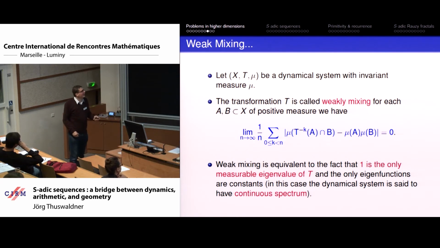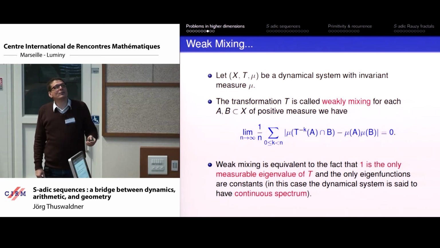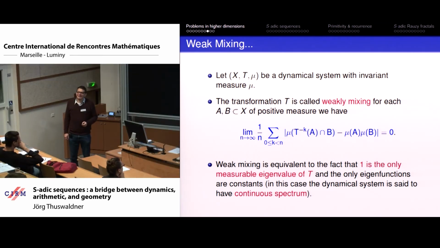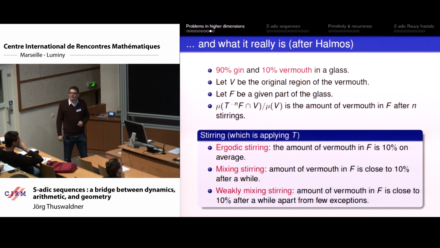So in other words, they prove that the transformation is what is called weakly mixing. Weakly mixing means that this thing goes to 0. Weakly mixing means that 1 is the only measure of eigenvalue, whatever that means. But there is a nice explanation of this, which I found in a book by Halmos. He talked about some notions of ergodic theory, and he explains them in a very nice way.